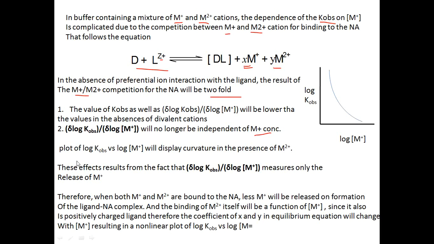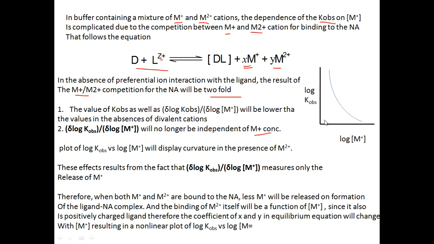So as the divalent cations exist, the K absorb value will not depend upon the monovalent salt concentration, but it will depend upon the interaction of the divalent cation with the nucleic acid, right? So the plot of log K absorb versus log M will display curvature. It will not show a straight line, but it shows a curvature in the presence of M2 plus ion.